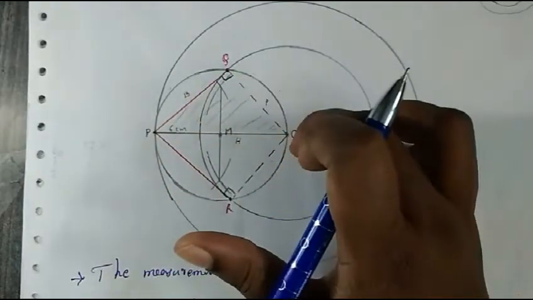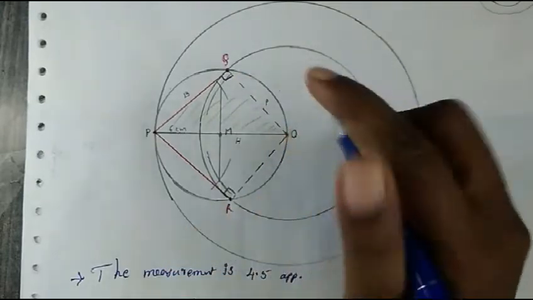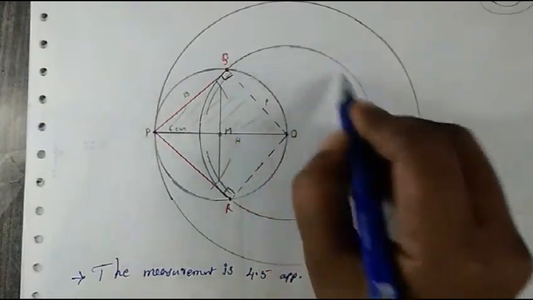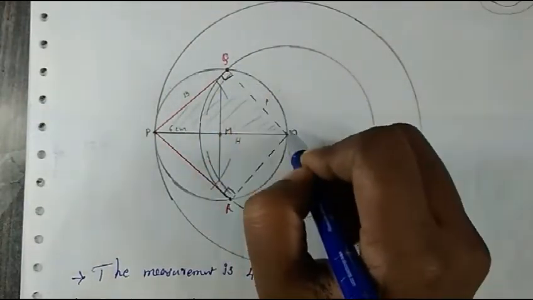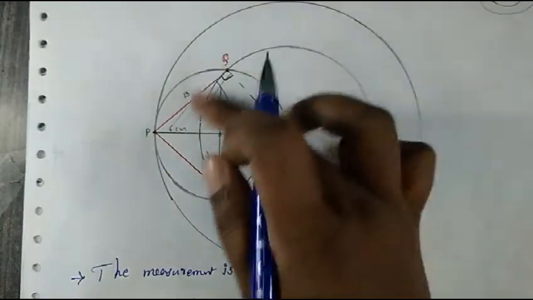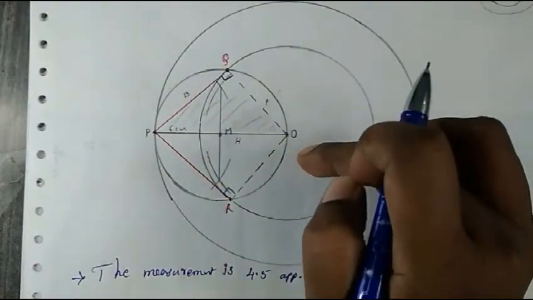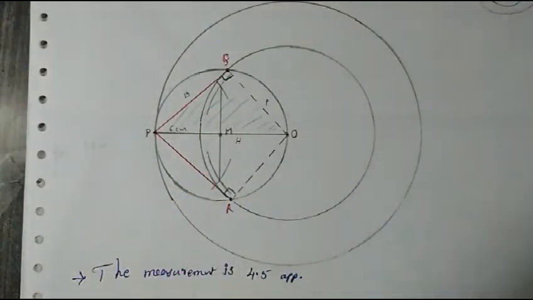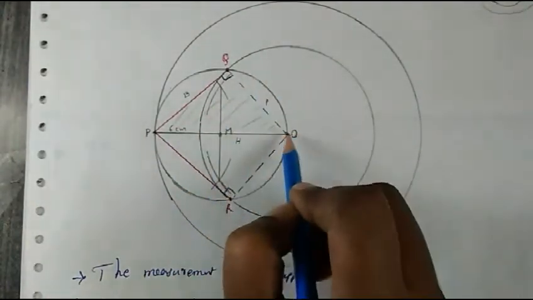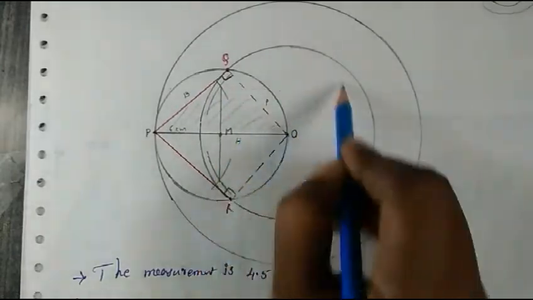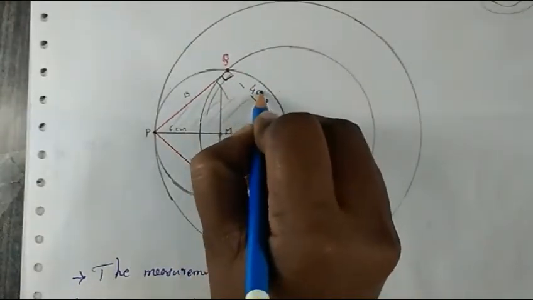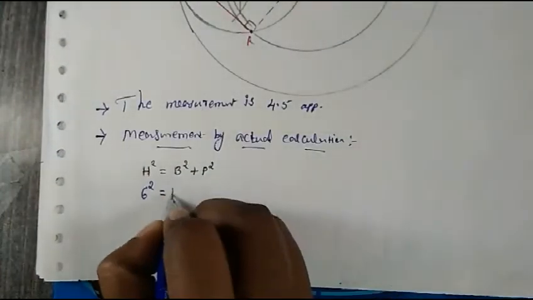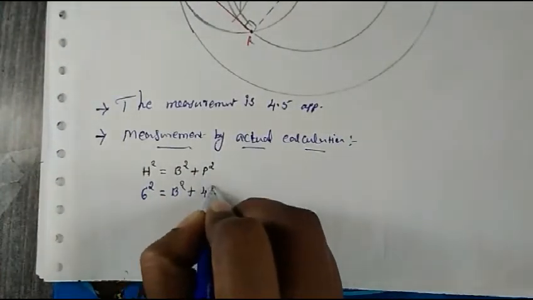So let's find out how much the perpendicular is. If you see perpendicular, this is the origin and this is the small circle. So what will this radius be? We have taken this circle of 4 centimeter. So this OQ is the radius of the small circle. So this is 4 centimeter. So we know perpendicular is 4 centimeter.